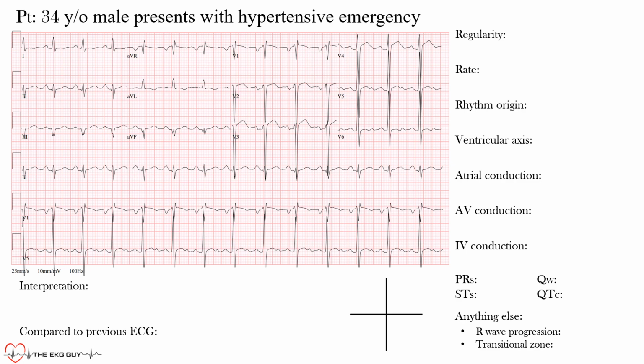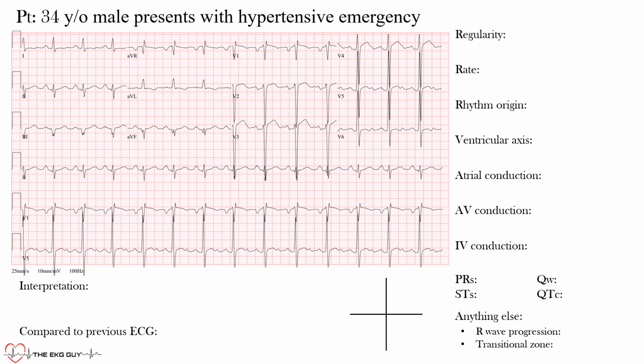Alright, so hopefully you had a chance to go through this yourself. We have our 34-year-old male presenting with hypertensive emergency in this EKG. Let's take a look at each one of these, okay? Again, we go through our steps starting with regularity. So what is the regularity of this rhythm?